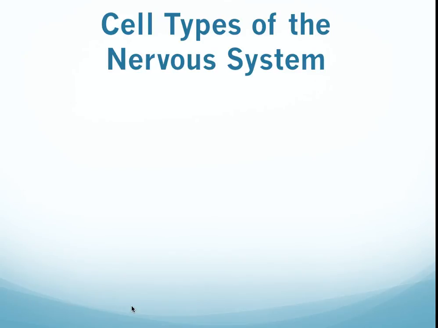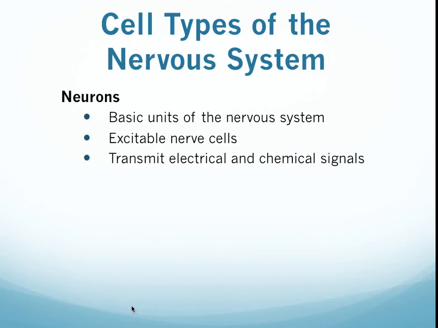So there's a couple of really important cell types in the nervous system that we have to be aware of, okay? The first cell type is obviously the neuron. We've talked a little bit about the neuron. You probably know something about the neuron. The neuron, what is it? It is the basic unit of the nervous system, the core of the nervous system to some degree.